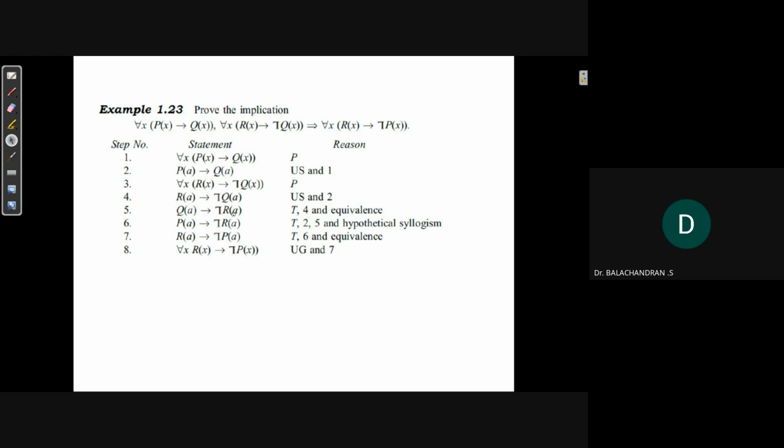And then 2 and 5: P of a implies Q of a, and 5 is Q of a implies negation R of a. Combining 2 and 5, we will get P of a implies negation R of a. Now again apply contrapositive to 6. So R of a implies negation P of a. So I get step number 7 from the combination of these two. For every x, that's why I'll put: for every x, R of x implies negation P of x. So that is the conclusion here.